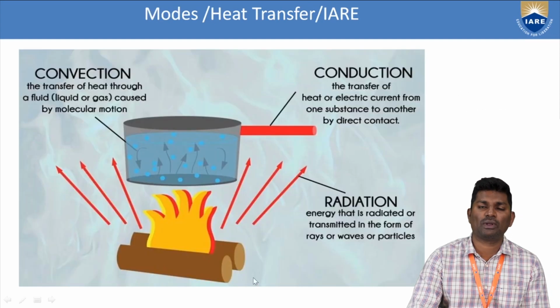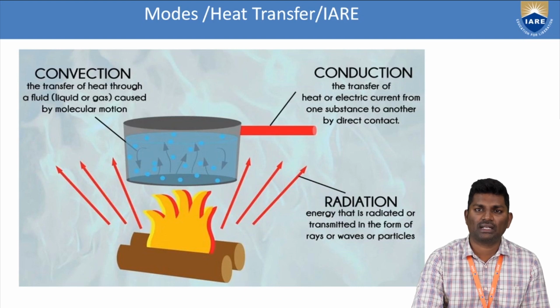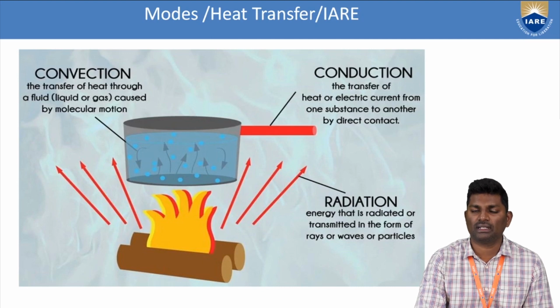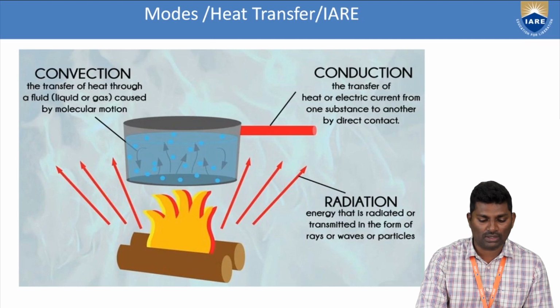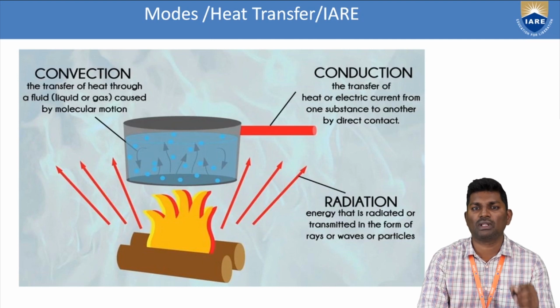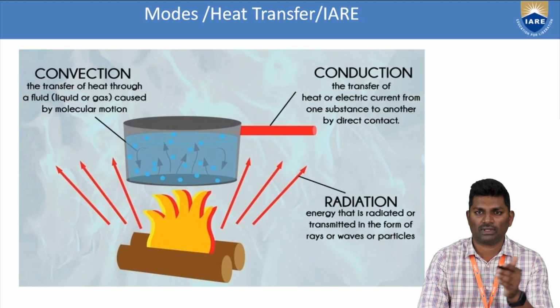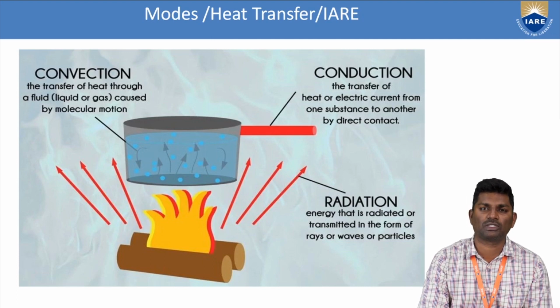Now this is the combined example of the three modes: convection, conduction and radiation. If you see a simple example of boiling water in a vessel with the help of a flame. Convection is the transfer of heat in fluids, liquids or gases, caused by molecular motion. Here clearly in the vessel you can see the molecules are changing their relative position, moving from one portion to another. Whatever molecules get heated up slowly rise and move to the top surface. Similarly, the cooler portion at the top surface flows downwards to get heat. So this concept is called the convection.